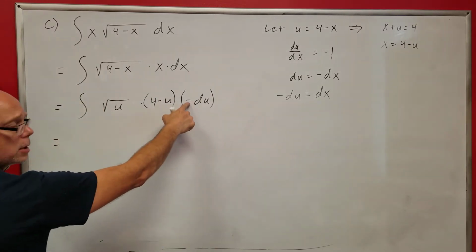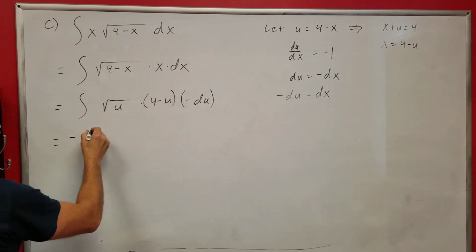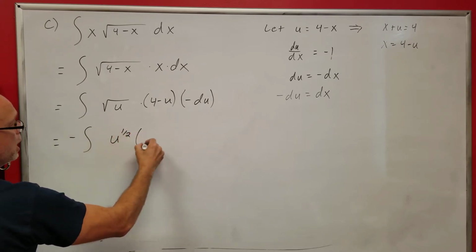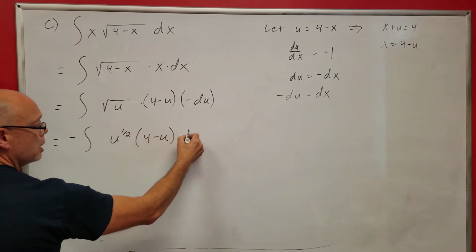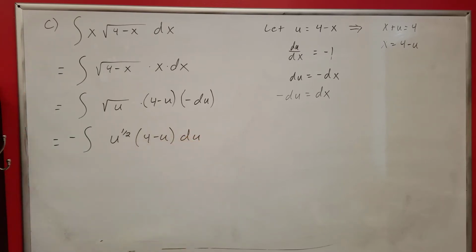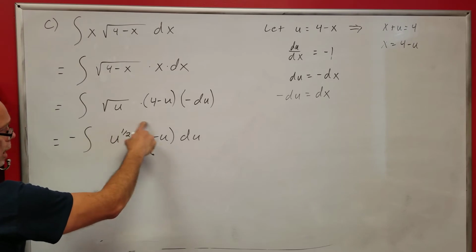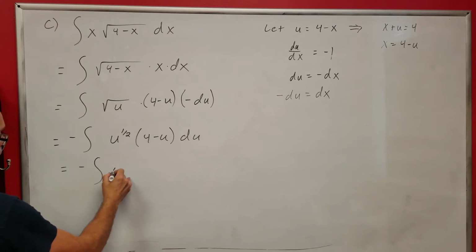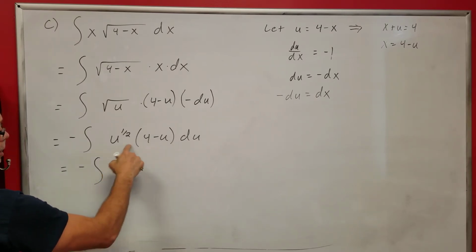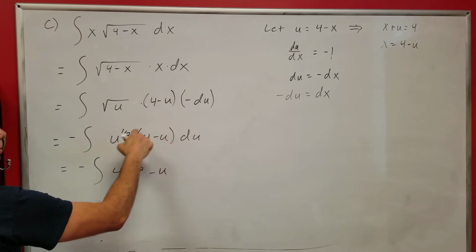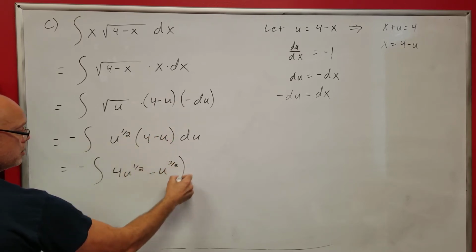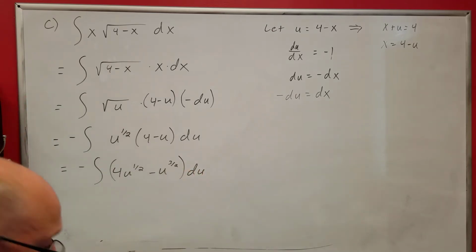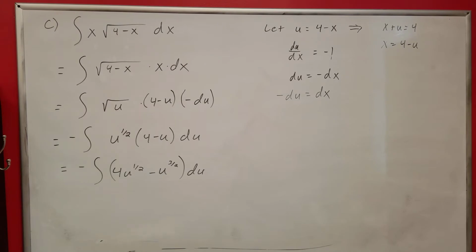All right, let's bring this negative that's being multiplied all the way to the front of the integral sign. And this u that's under the square root, let's call that u to the 1/2. And then 4 minus u we're going to bring down as well as du. So we're going to take this u to the 1/2 and distribute it here before I do any integration. So I still have the integral sign. Then I have 4u to the 1/2 minus u to the 1 plus 1/2, or 3/2, du. Now I have this in a form where I can go ahead and start integrating.